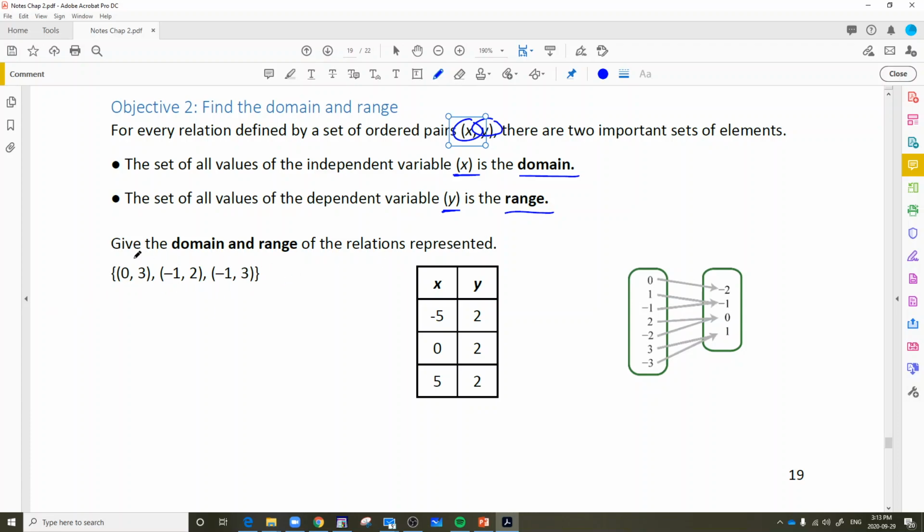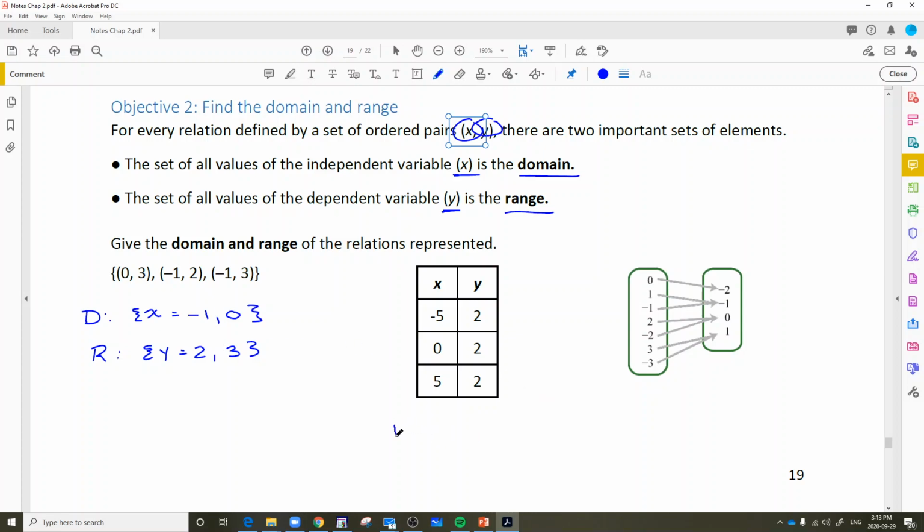So if I give you a list of ordered pairs and I ask you, what is the domain? The domain is the set of x values. So it would be x equals 0, -1, and -1. So the set of x would be -1 and 0. If I looked at the range, it would be the set of y values. So the y values are 3, 2, and 3. So they are 2 and 3. For distinct points, you only get distinct points in your domain and range as well.